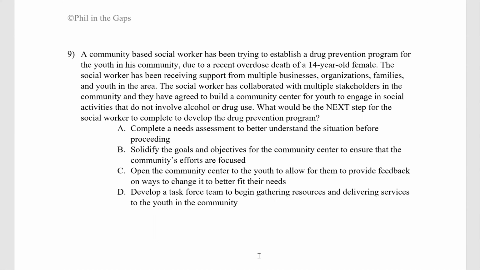A, complete a needs assessment to better understand the situation before proceeding. B, solidify the goals and objectives for the community center to ensure that the community's efforts are focused. C, open the community center to the youth to allow for them to provide feedback on ways to change it to better fit their needs. Or D, develop a task force team to begin gathering resources and delivering services to the youth in the community.